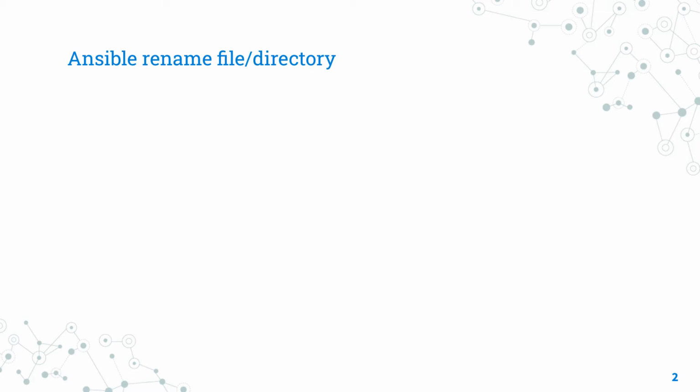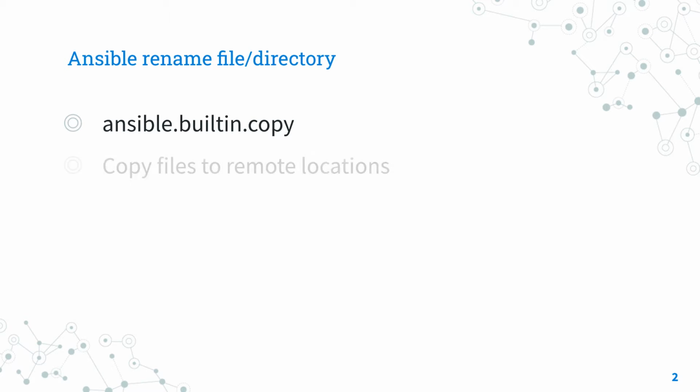Today we are talking about two modules, copy and file. The full names are ansible.builtin.copy and ansible.builtin.file, which means they are part of a collection of modules built in with Ansible and shipped with it. Both are pretty stable modules and out for a while.